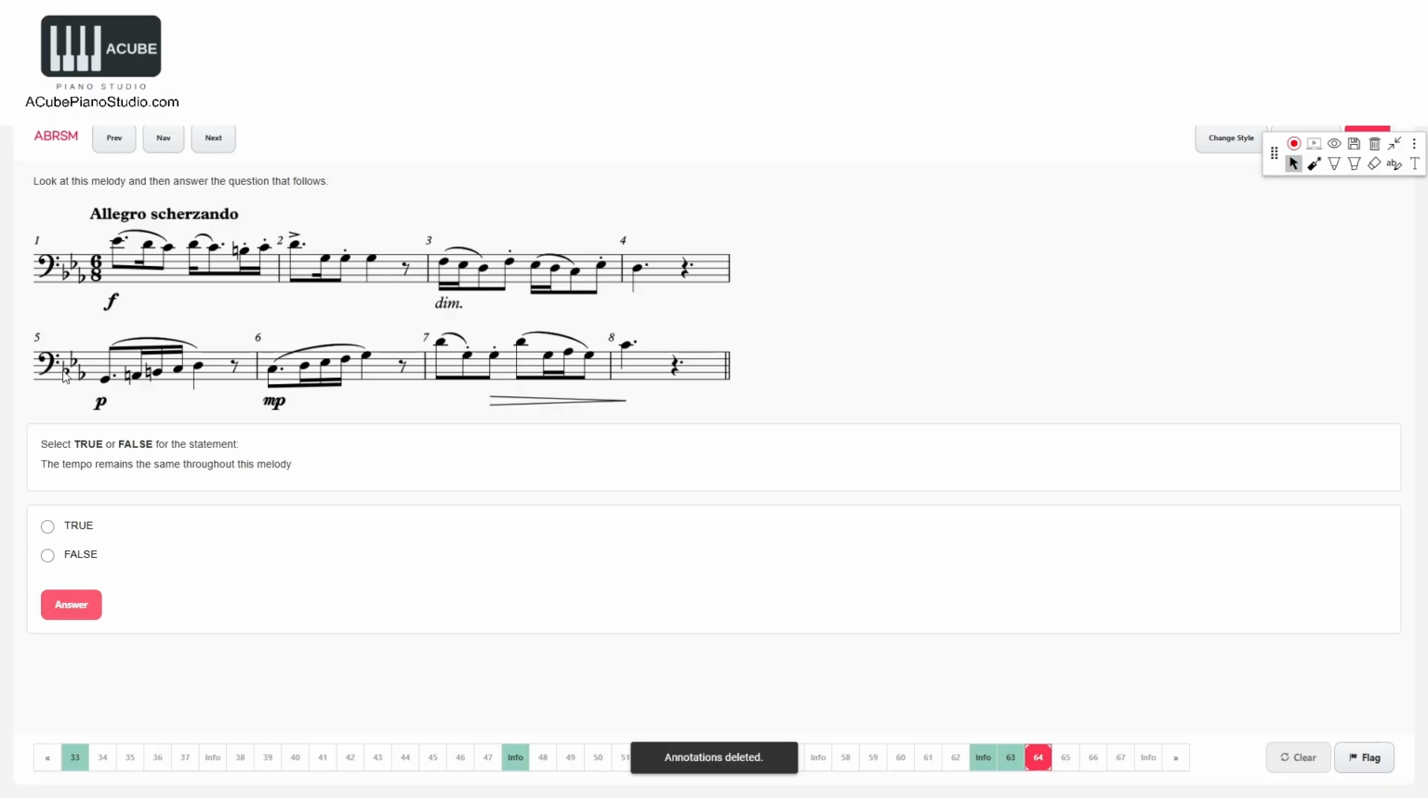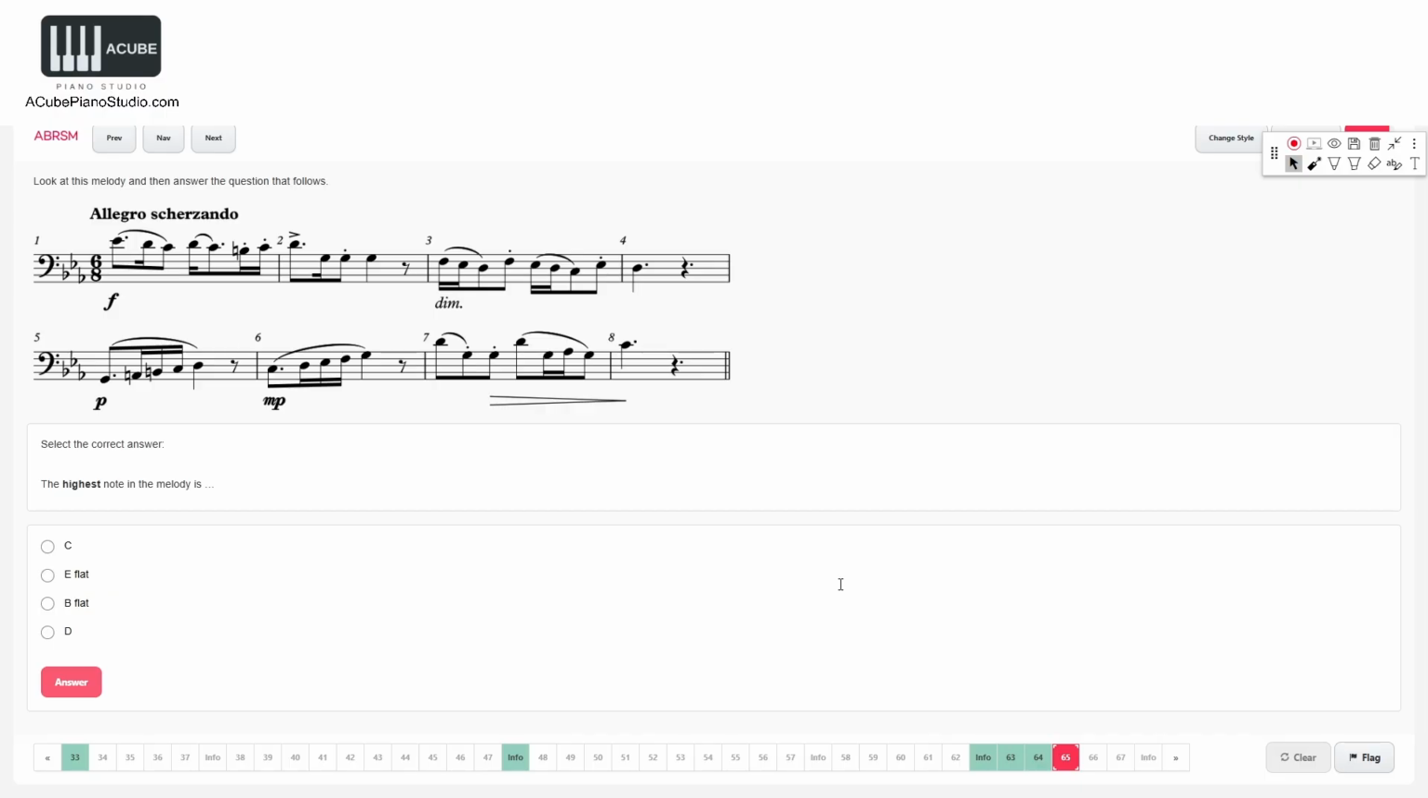Okay, next let's look at this. The tempo remains the same throughout this melody. Tempo means the speed. So is there any term or sign that suggests a change in speed, like accelerando, which means gradually getting quicker, or ritardando, which means gradually getting slower? No, there isn't. So this is true.